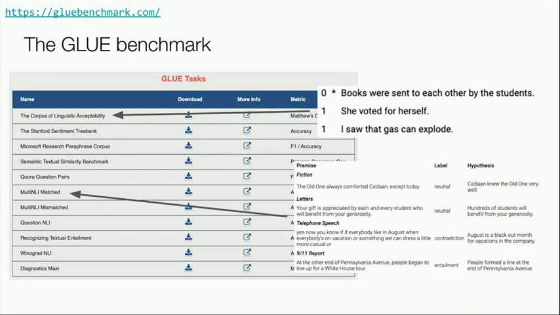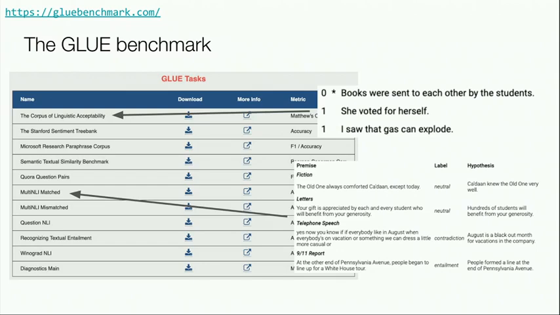There are some other types of tasks, like for example something called natural language inference, NLI, where you get two sentences, a premise and a hypothesis, and you have to figure out: does the premise entail the hypothesis, or does it contradict it, or is it neutral? So we can have things like, for example, if everybody in August, when everyone's on vacation, we can dress a little bit more casual. That's the premise, and the hypothesis says August is a blackout month for vacations in the company. That's a contradiction because the premise already said everybody in August is on vacation, right? So it can't be a blackout month.